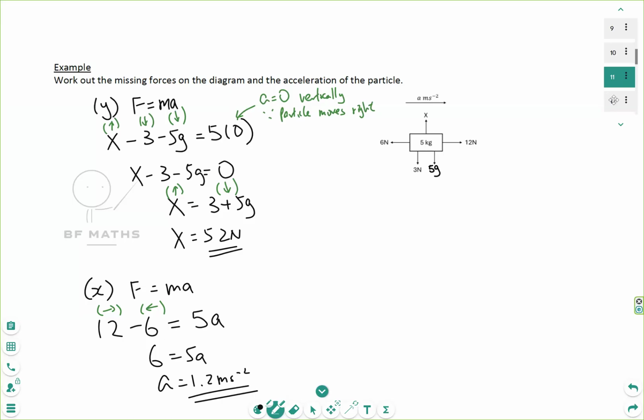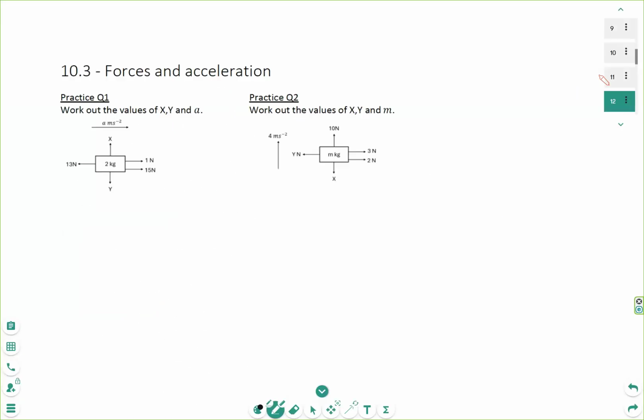Okay, right. So your turn. Pause the video and have a go. Question 1 first. If you're confident, you can do both. I'll give you the answer for all of them. But have a go. If you're not confident, have a go. Question 1 first. When you're ready for the answer, you can press play.